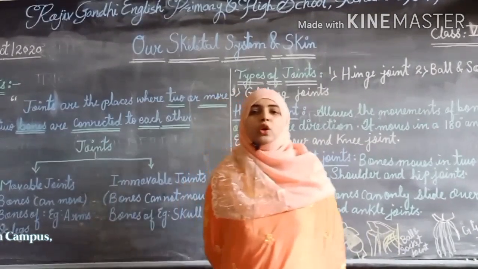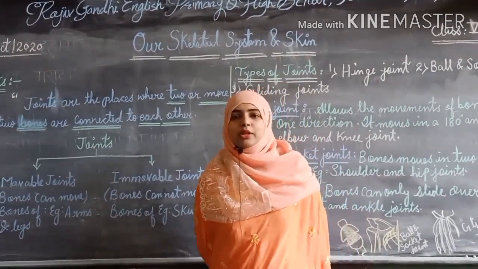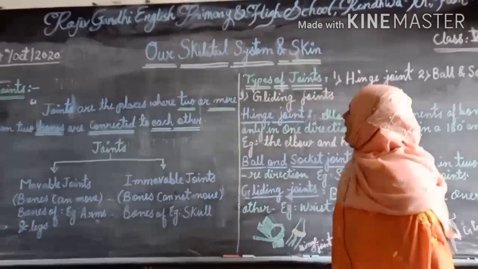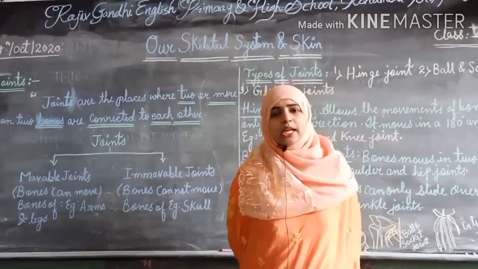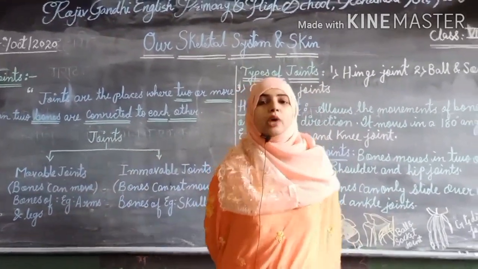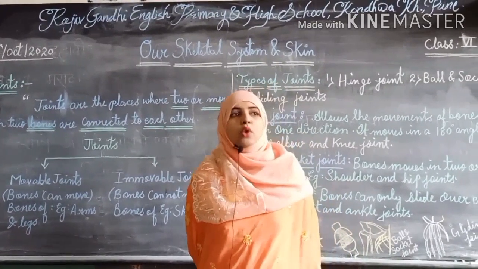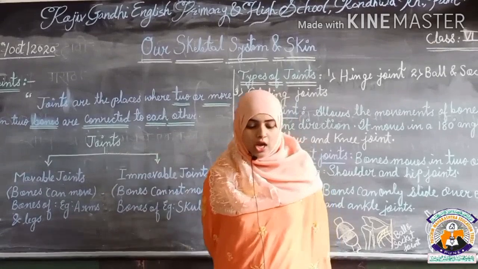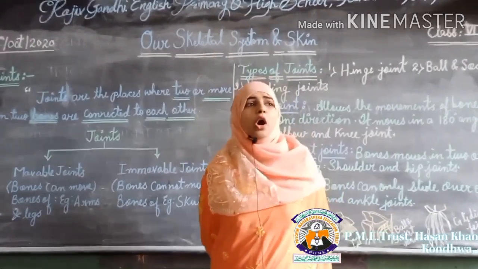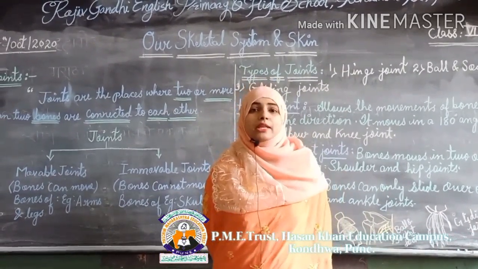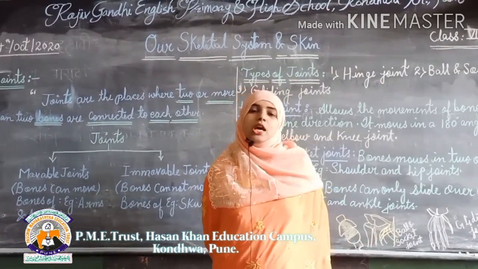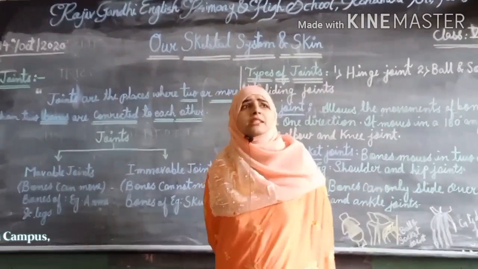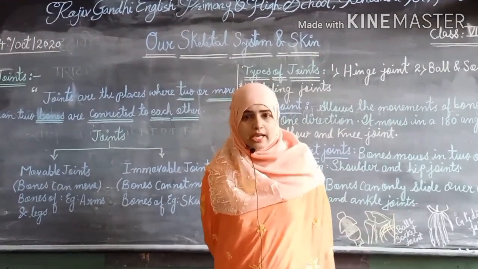In my last video, we discussed chapter number 8, Science, our skeleton system and skin. We discussed the appendicular skeleton. What do you mean by appendicular skeleton? Its definition, how it forms, and how many arms and legs are present and in which positions or sides. We discussed many details about the appendicular skeleton.